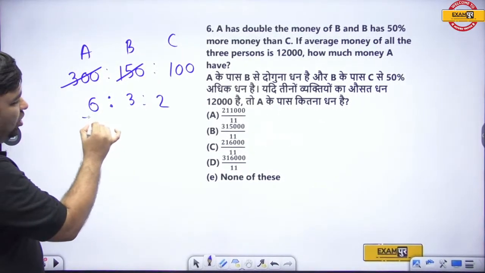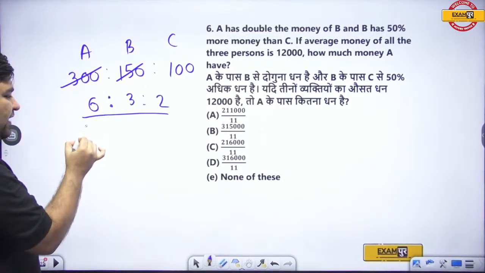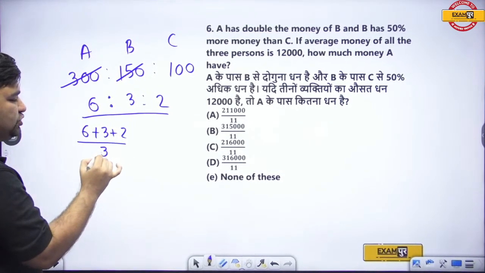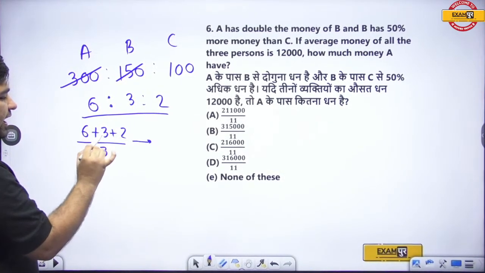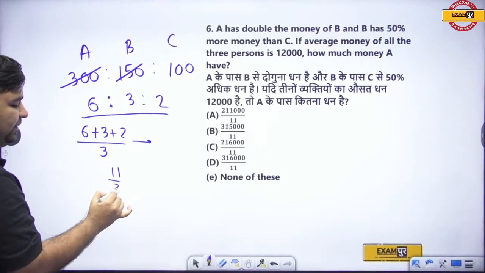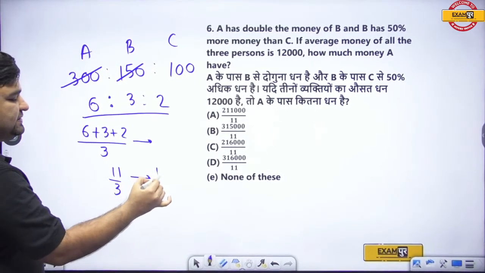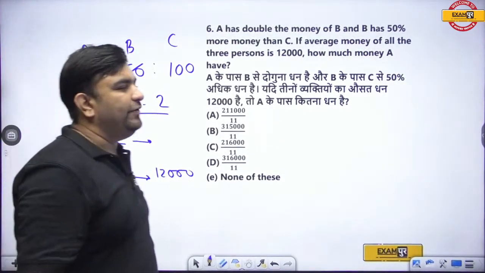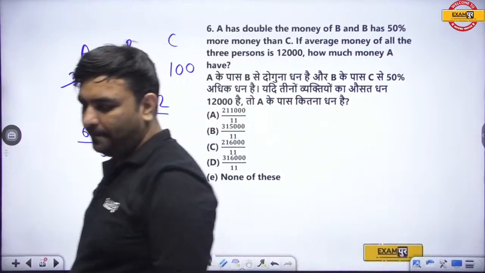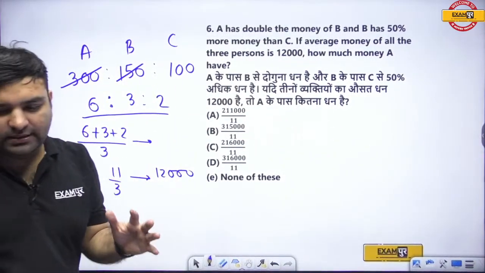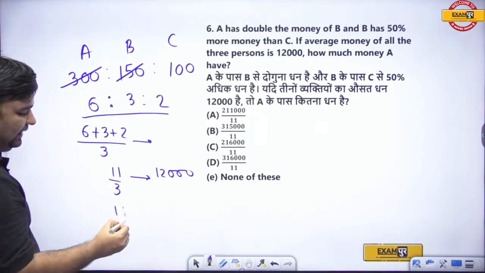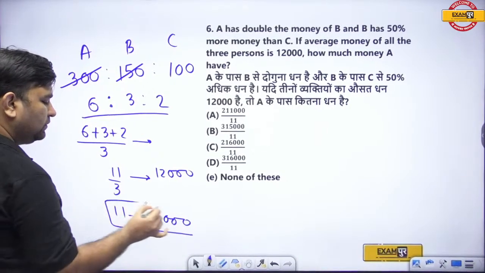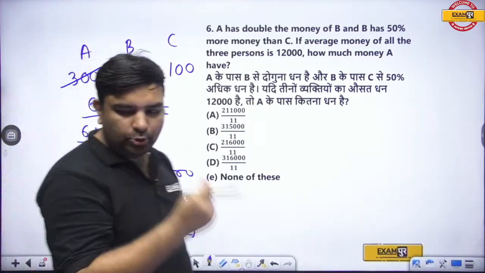What is their average according to the ratio? Their average according to the ratio is 9 plus 2, 11 by 3. Which is given as 12,000. So 11 by 3 is given as 12,000. So can I say 11 is equal to 36,000?